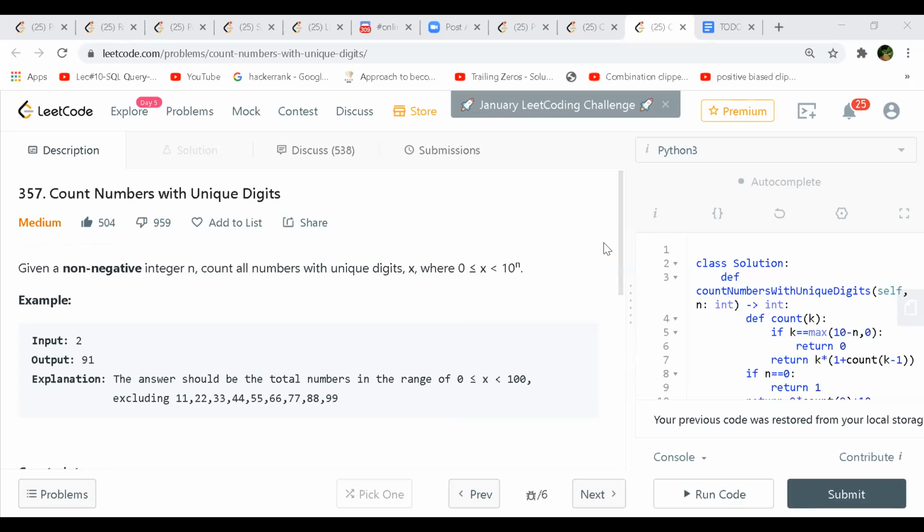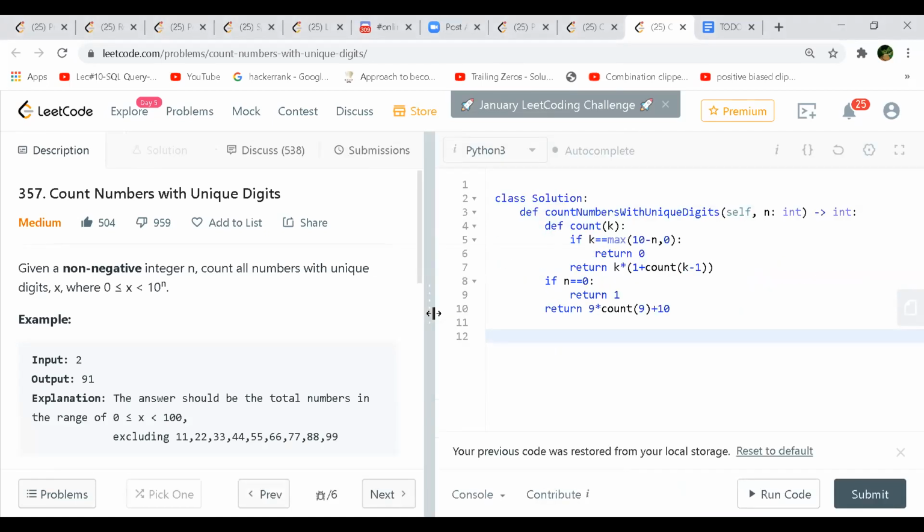Okay. So it's exactly the way it was said, what Harshit was discussing. Just keep on adding. It becomes simpler now. I'm just passing a count function, right? This is 9 into whatever count I'm getting, and to that I'm adding 10. This 10 is for the single digits, 0 to 9.